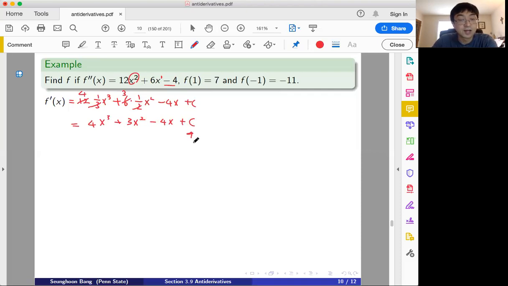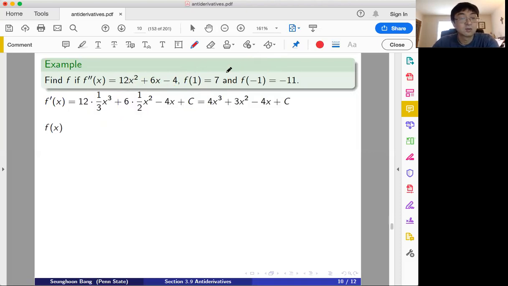Could you decide c right now? Could you find c so far? No, because we don't have f prime of something. So we don't have it. Just f of 1, f of minus 1. What does it mean? You have to keep going. Find f of x. What's f of x? Same. Find the antiderivative of this one.